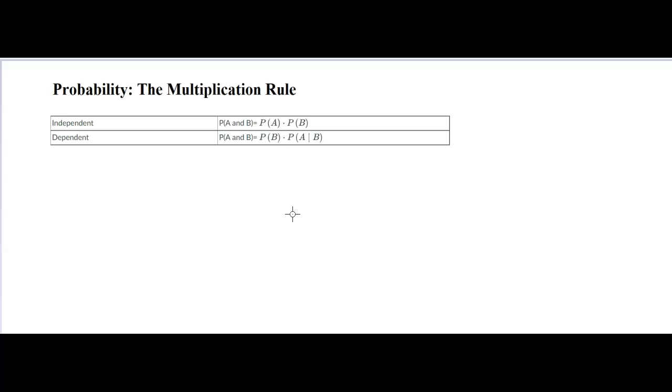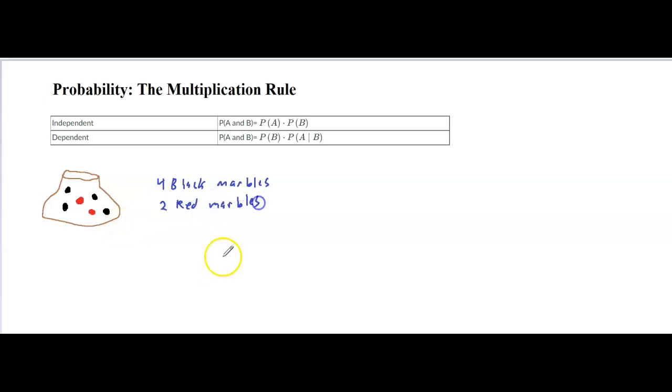So we're going to look at an example which I think will make these two concepts a little bit more real. Let's say we have a sack of marbles. Here's my sack of marbles, and you see that I have 4 black marbles, 2 red marbles, and that's a total of 6 marbles.